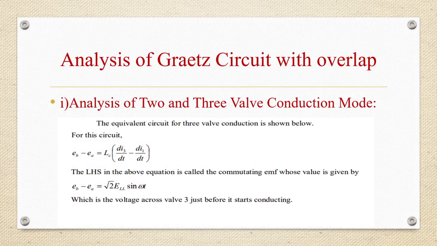Depending upon the delay angle alpha, mode 2 may be just a point on the boundary of mode 1 and mode 3. And with the assumptions that we have stated earlier, it is sufficient to consider only one interval of 60 degrees duration, for example the interval starting with the firing of valve 3.